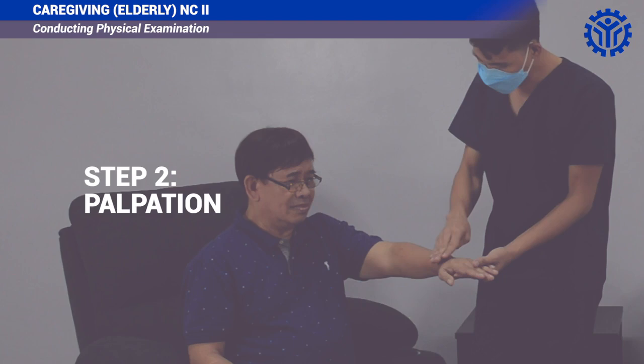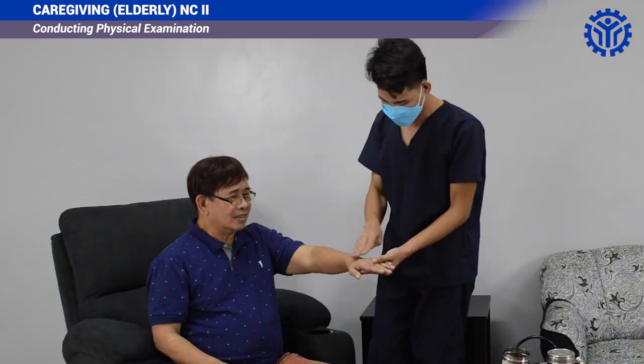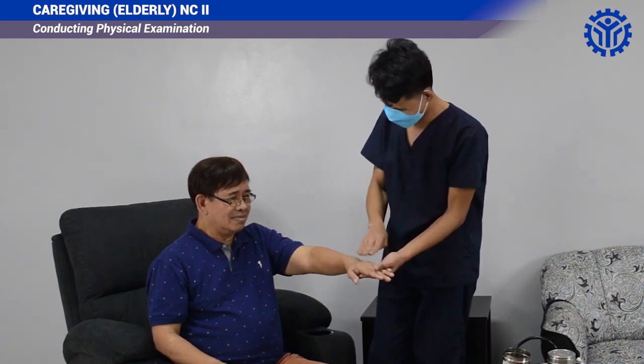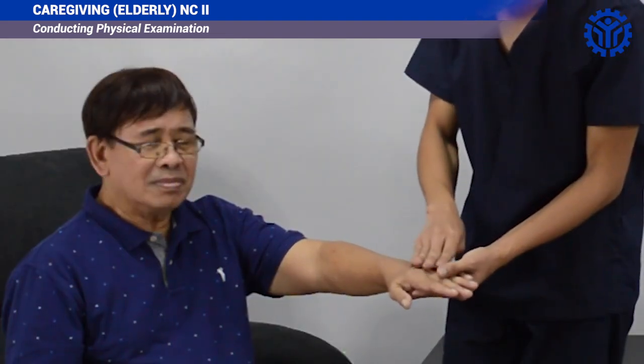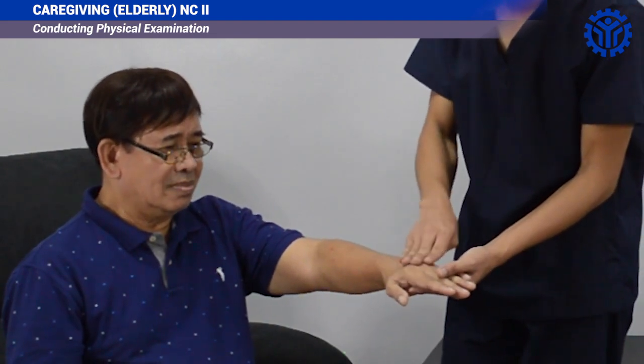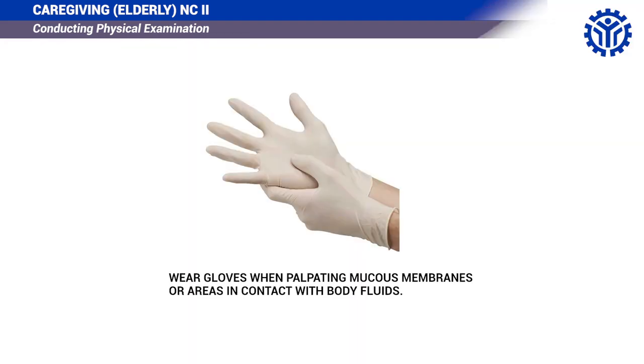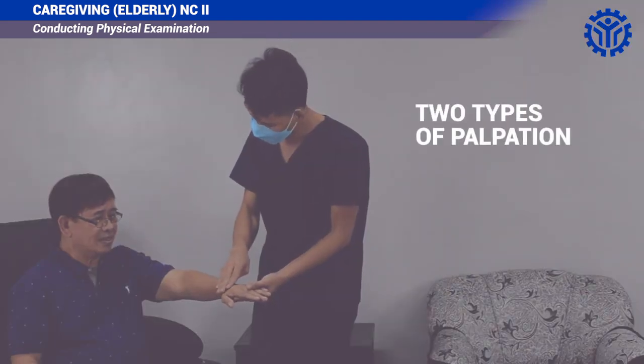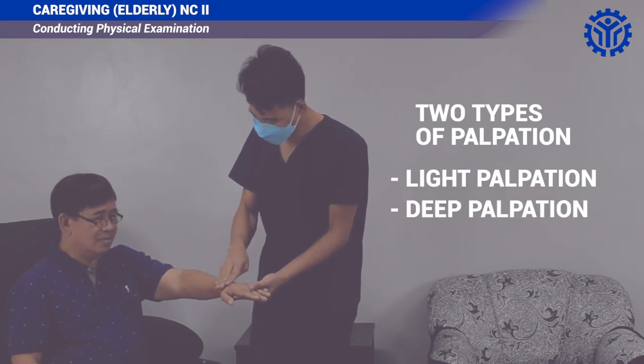Step 2. Palpation. Touch the client with different parts of your hands using different degrees of pressure. Make sure to keep your fingernails short and your hands warm. Wear gloves when palpating mucous membranes or areas in contact with body fluids. Palpate tender areas last. There are two types of palpation: light and deep.